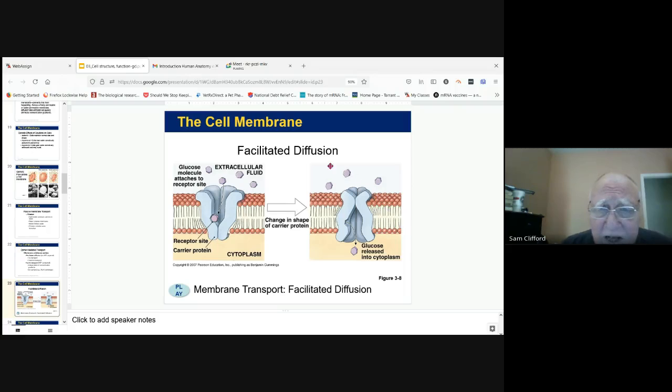So what's facilitated diffusion? You have a special protein carrier that moves certain substances into the cell. It can be stopped by changing the shape of the protein. So facilitated diffusion means that a special molecule is dedicated to carrying in a special substance.